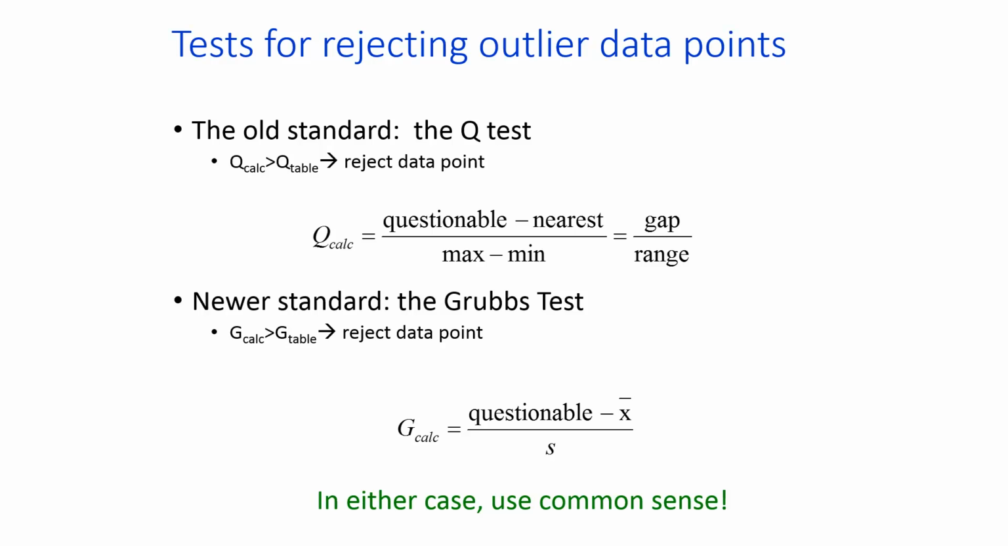And what I mean by that is that if you spilled half of your sample and you got the wrong answer, well, you know why you got the wrong answer. You spilled half of your sample. So you just reject that data point out of hand and say it was wrong.